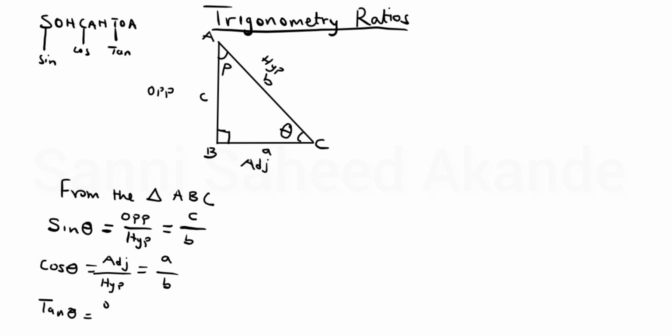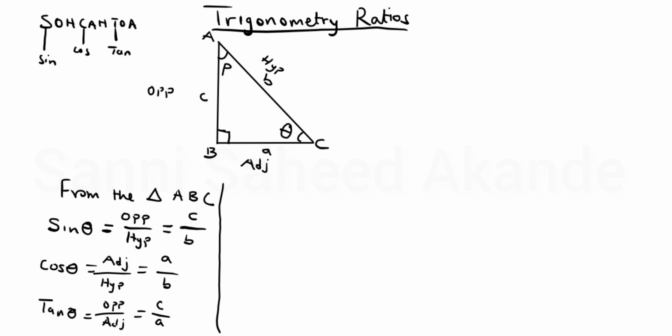Opposite divided by the adjacent. So from the diagram, our opposite is C divided by A, the adjacent. Okay, so let's keep that. Now I want us to also take another angle, the second angle, angle P. We are going to find sine P, cos P, tan P like we did for theta as well. So we are going somewhere, just keep following.